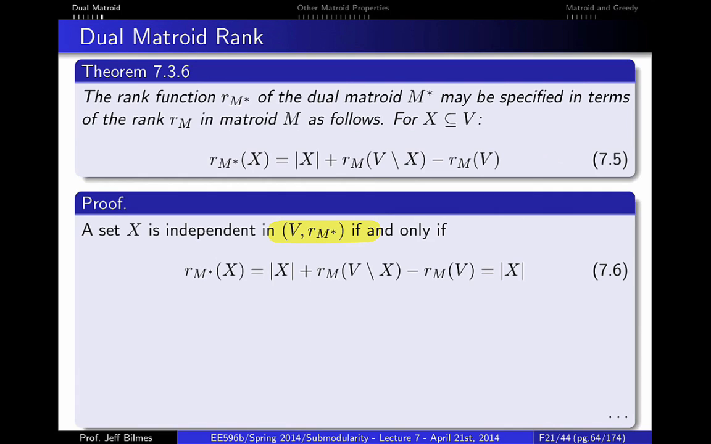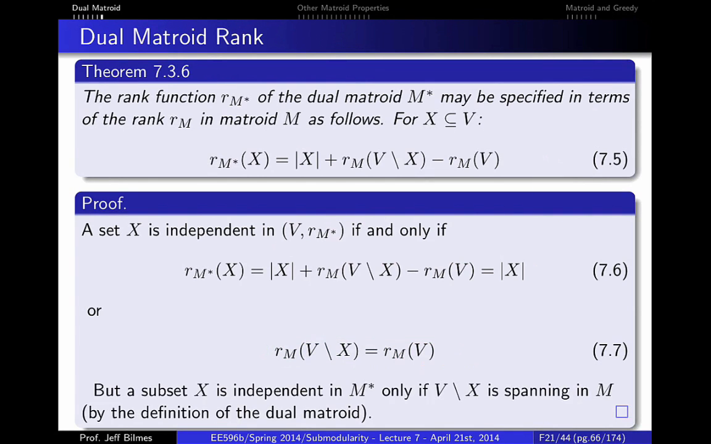So here's a matroid, and a set is independent if and only if the rank, according to this function, is equal to x, which is equal to that. But when we cancel out stuff, we cancel out this and this. Basically, that happens whenever this is true, or in other words, whenever the complement of x is spanning in the primal. So therefore, this is the rank function of the dual.